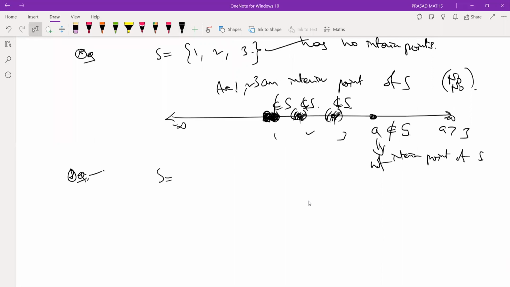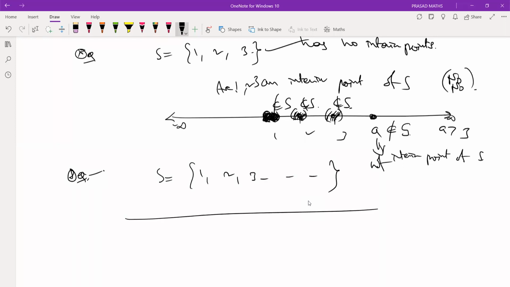Suppose you take the counting numbers, the natural numbers. Does it have interior points? No. The same idea works. So S is not a neighborhood of 1. S is not a neighborhood of 2. S is not a neighborhood of 3. Therefore, S cannot be a neighborhood of any of the points we have seen. Therefore, it has no interior points.